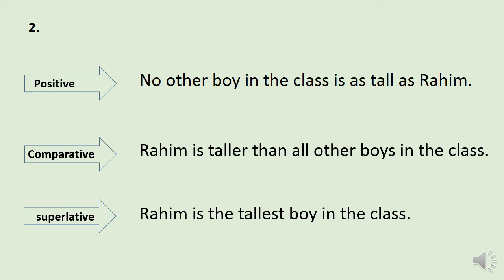So, the positive form is no other boy in the class is as tall as Rahim. Comparative form is Rahim is taller than all other boys in the class. And the superlative form is Rahim is the tallest boy in the class.